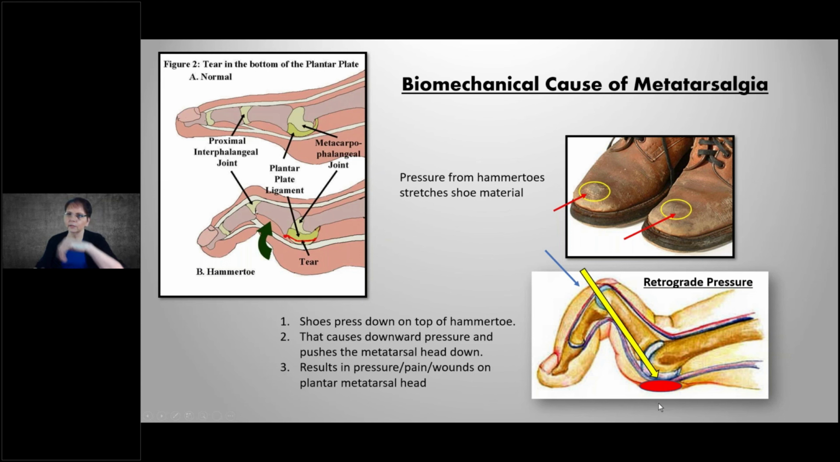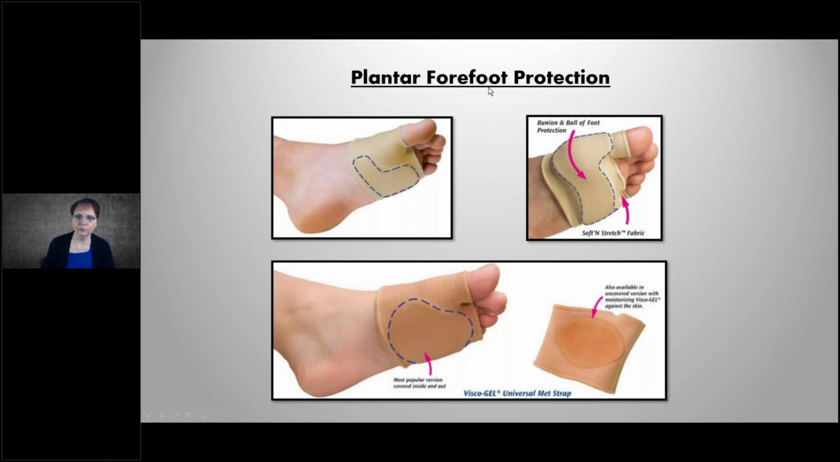Retrograde pressure happens because the shoe presses on the hammer toe and pushes those bones in. We saw these before, plantar forefoot protection, but these are adjusted a little bit differently. The other protection sleeves we saw had the entire area filled with gel inside. This one, you can see by the outline, only has it where the outline is.